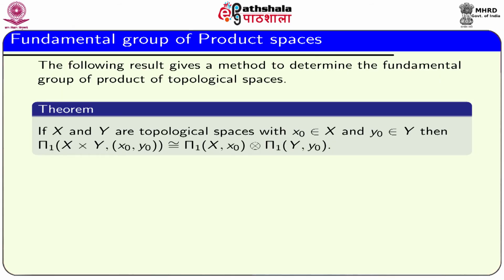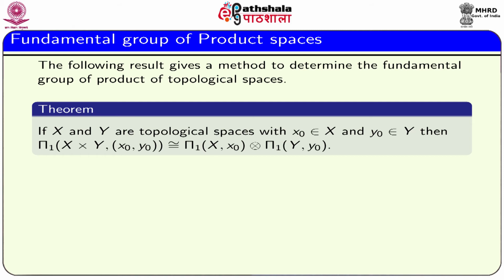Now, we have already seen that the fundamental group of the circle is the additive group Z, the group of integers. We shall utilize this fact to find the fundamental group of the torus. So, the next theorem gives a method to determine the fundamental group of a product of topological spaces.